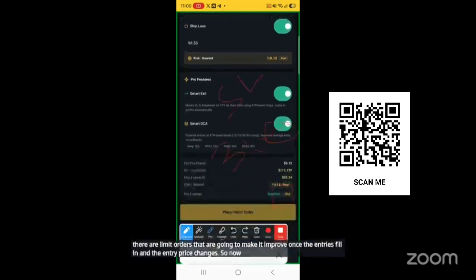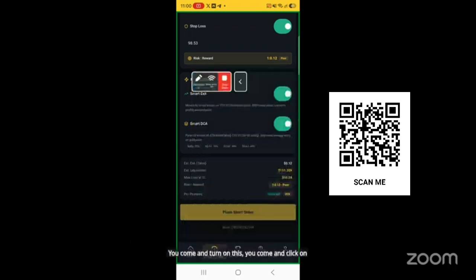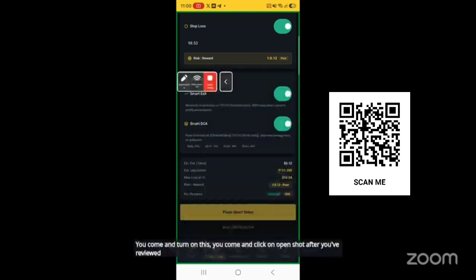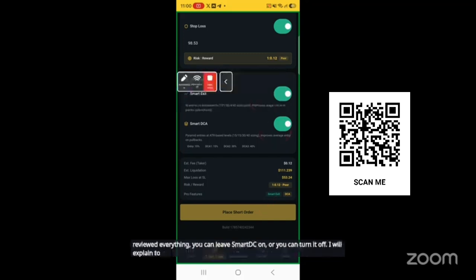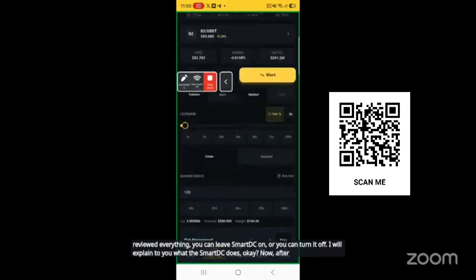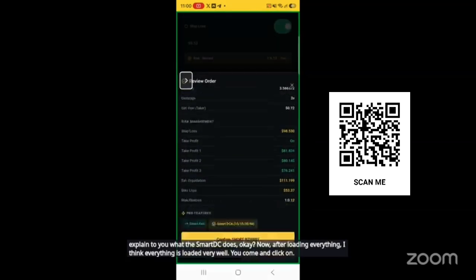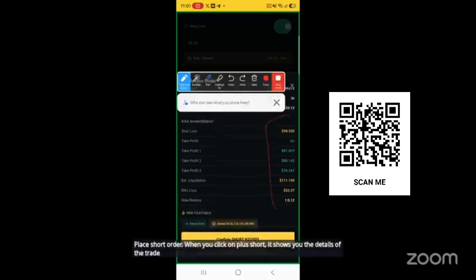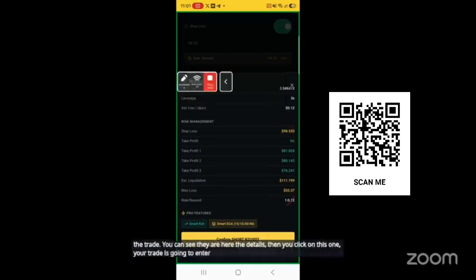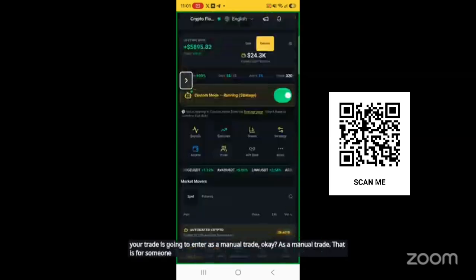So now you come and click on open short. After you've reviewed everything, you can leave smart DCA on or you can turn it off. I've explained to you what the smart DCA does. Now after loading everything, I think everything is loaded very well. You come and click on place short order. When you click on place short, it shows you the details of the trade. You can see the details here. Then you click on this one. Your trade is going to enter as a manual trade. That is for someone who is trading futures.